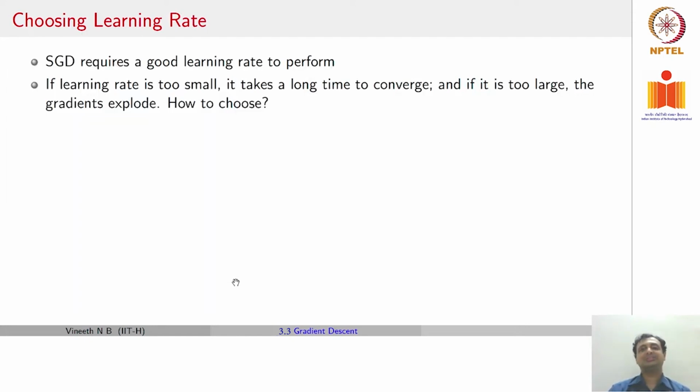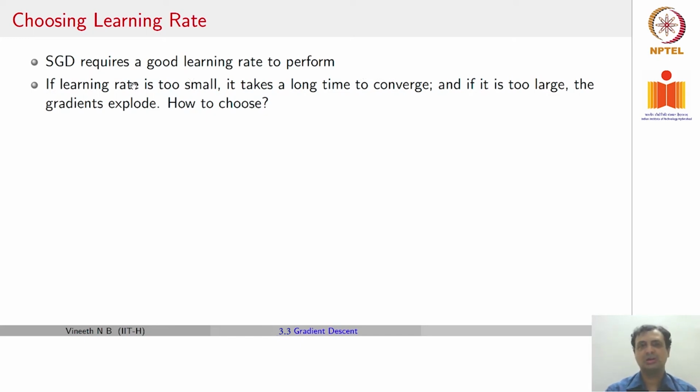How do you choose a learning rate? We said that momentum was one way to artificially inject a learning rate into the system, because if the momentum, the previous step and the current gradient are aligned, it's almost like you had a high learning rate in those directions. In general though, if the learning rate is too small, it can take a long time to converge. If the learning rate is too large, the gradients can explode.